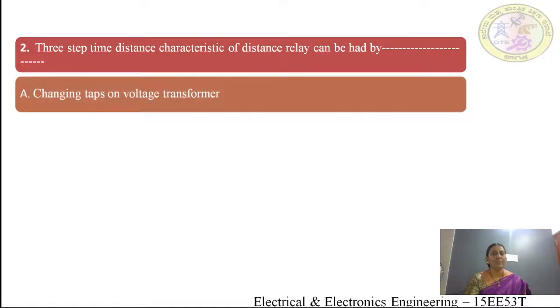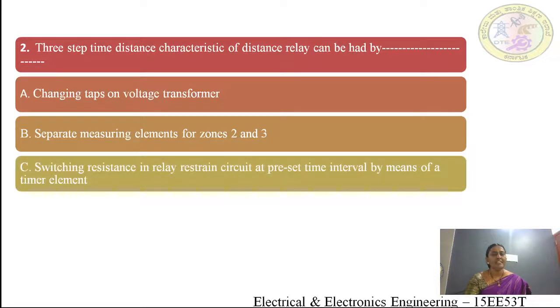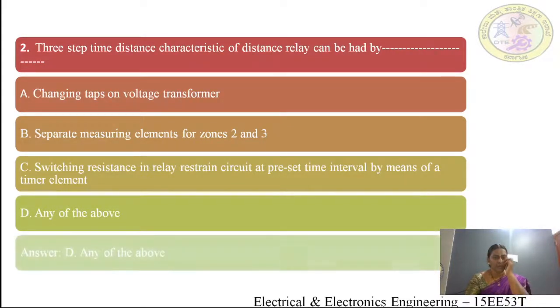Changing tap on voltage transformer, separate measuring element for zone 2 and zone 3, switching resistance in relay restraining circuit at preset time interval by means of a timer element, or any of the above. The answer is any of the above.